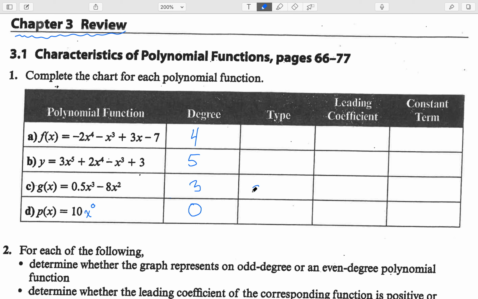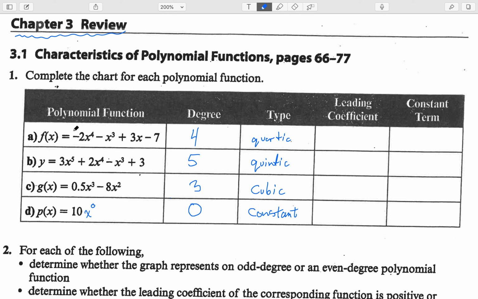Type, well, this is a cubic. We know that this is a constant, right? It is a line, but it's a flat horizontal line, so it's considered a constant, a special kind of line. This would be a quartic and a quintic. Not that that's really important. Parabolas, quadratics, and cubics are our most common ones we see.